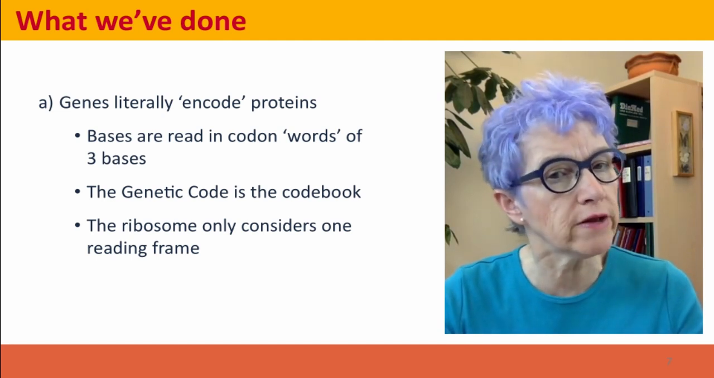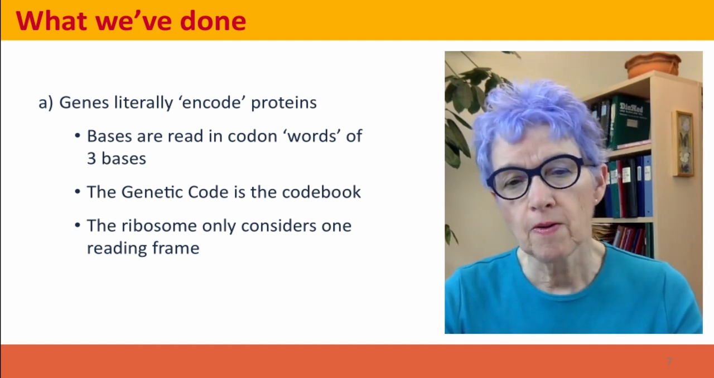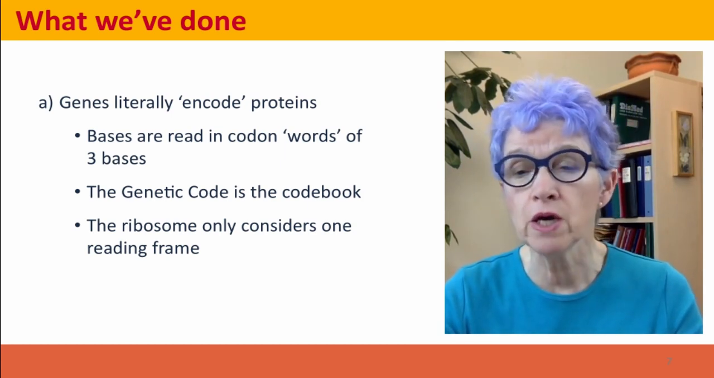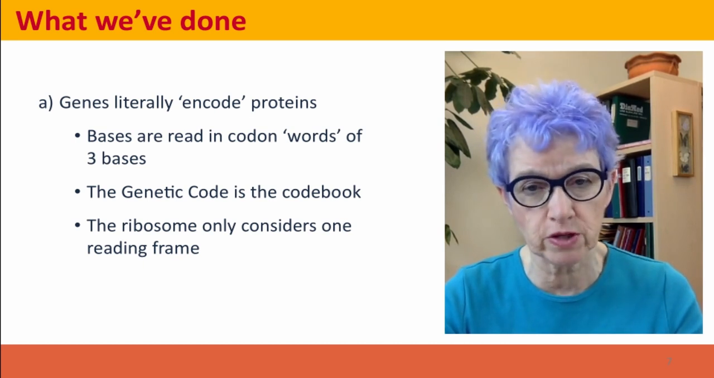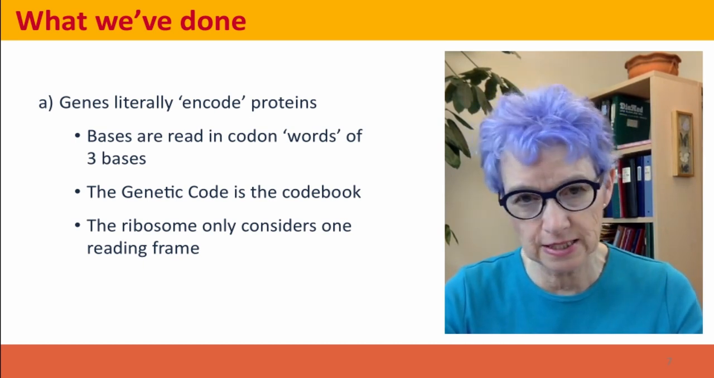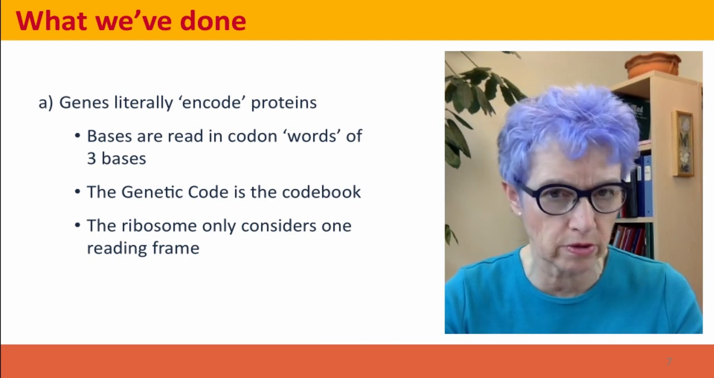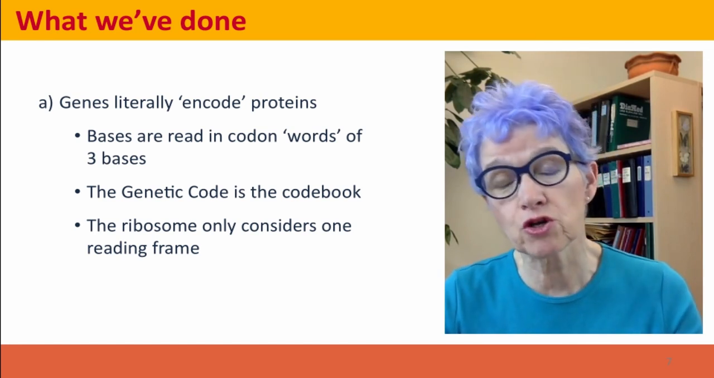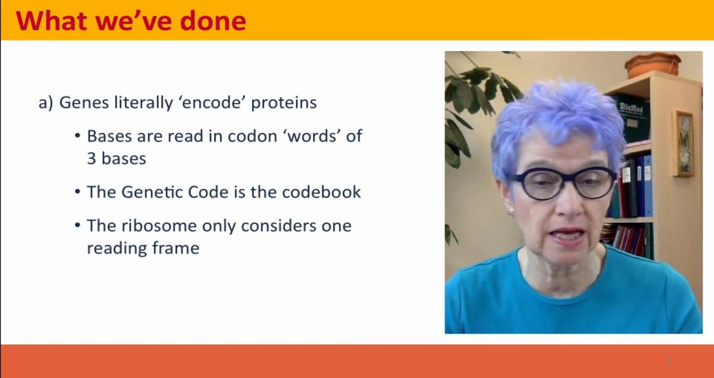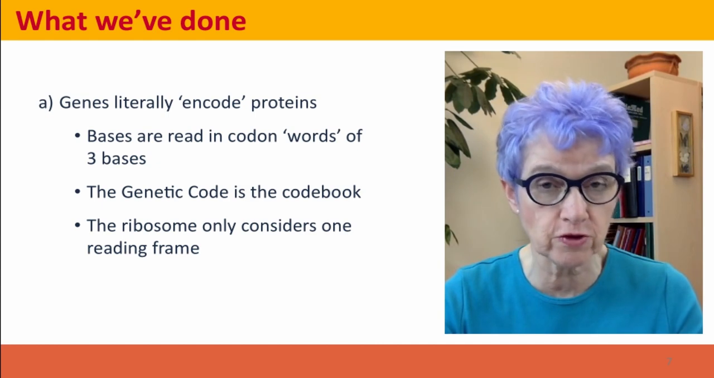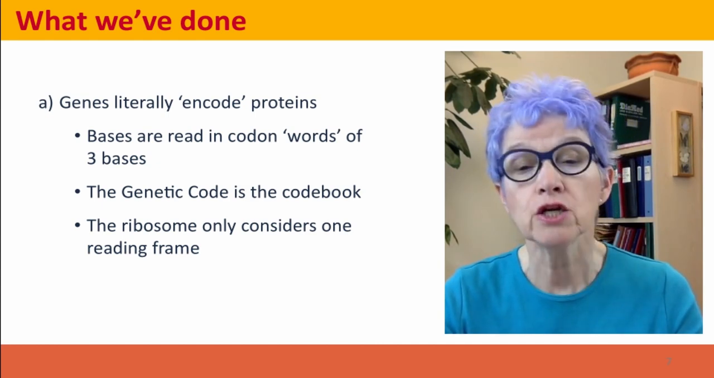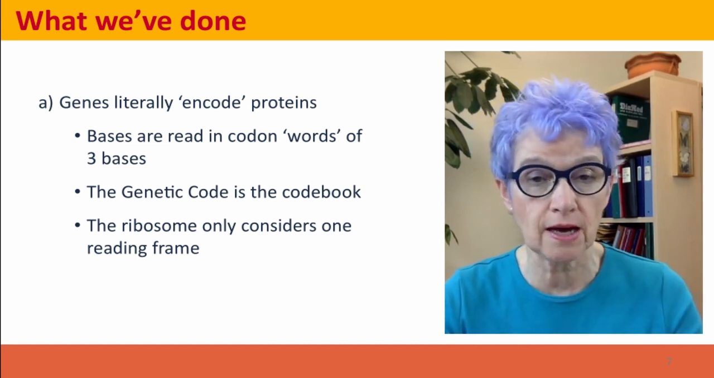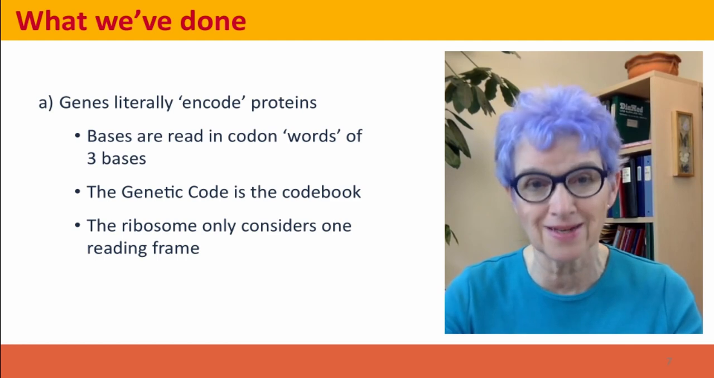We talked about reading frames and how, although there are many potential reading frames, the ribosome knows which reading frame to consider because, A, it's only looking at a messenger RNA, not both strands of a gene, and it uses a ribosome binding site and the first start codon, the first AUG in the messenger RNA, to tell it where to start. This sets the reading frame and determines how the messenger RNA will be translated.